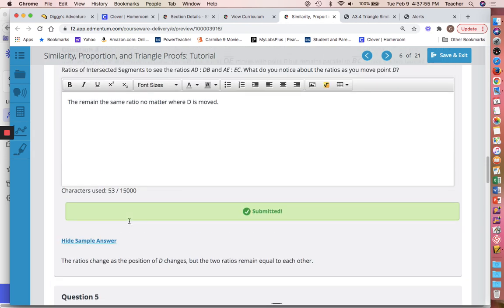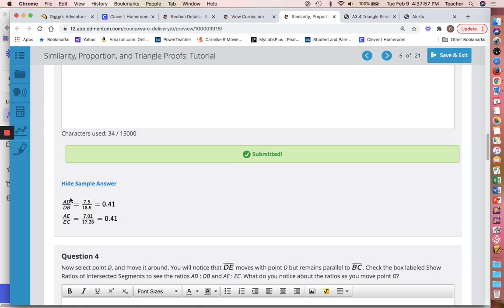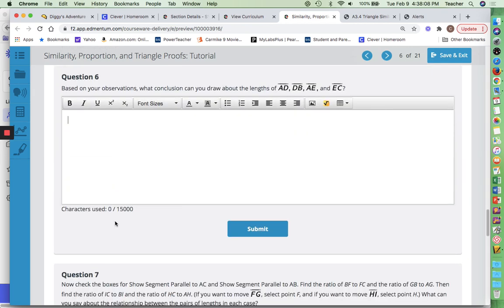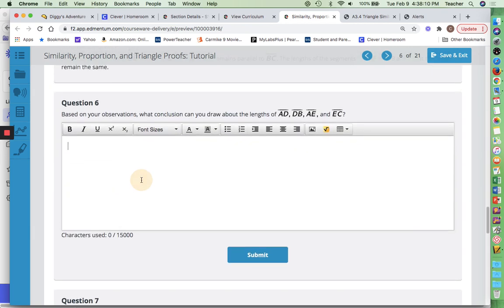AD to DB, when I divide them, I get 0.41. AE to EC, when I divide them, I get 0.41. So they remain proportional because they're the same ratio. I'm not sure what else I can say. It's asking the same question.